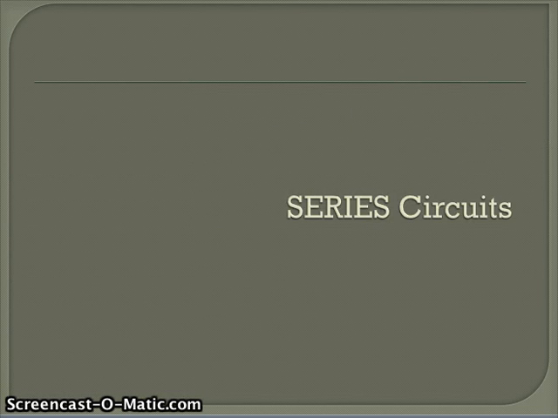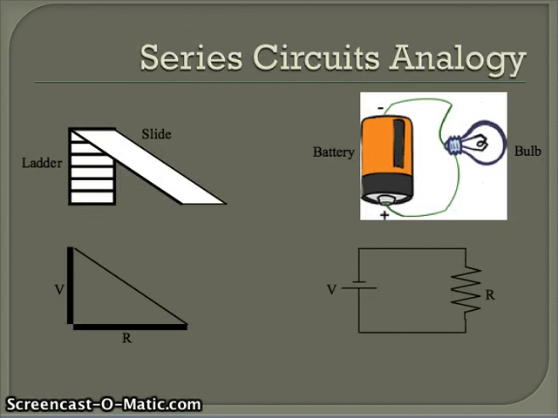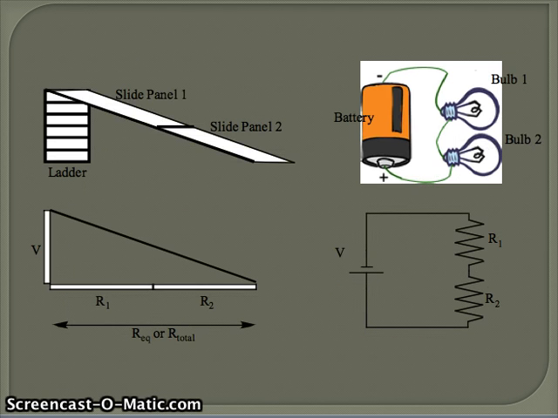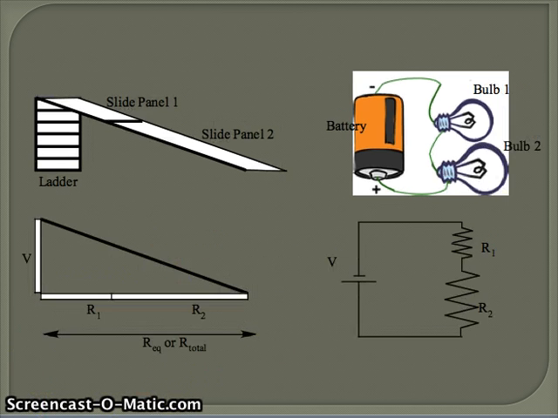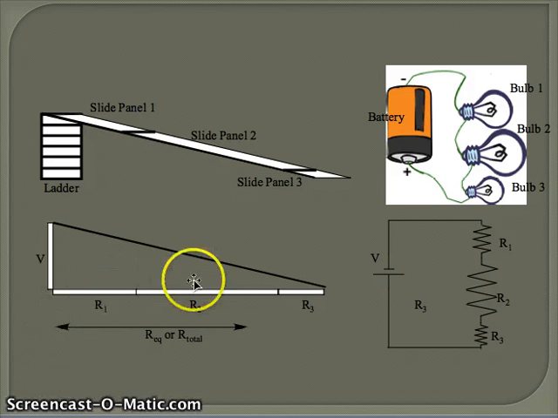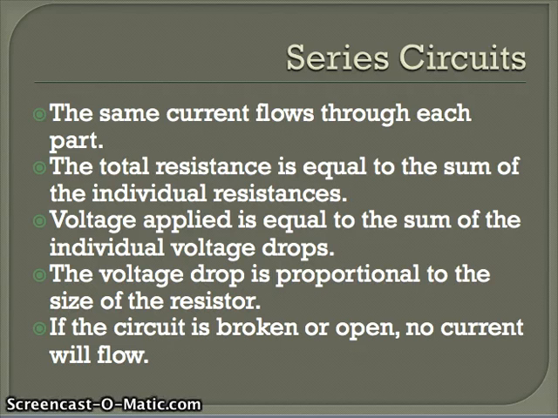Again, series circuits. So let's go back to the analogies of series circuits. Remember we talked about it being one ladder, one slide, one pathway, one voltage, one resistance. Even if the slide got bigger and there were two panels, two bulbs, notice that the resistance is just the total of those two things, regardless of if they're the same size or different sizes, or if there are even more than just two. So, series circuits, the same current runs through each part of the circuit.